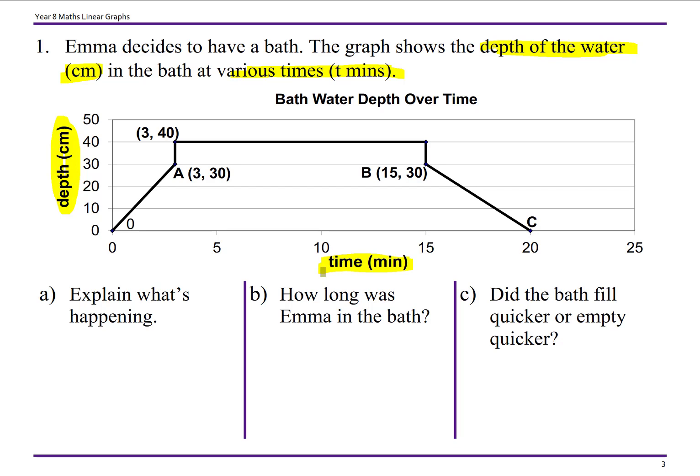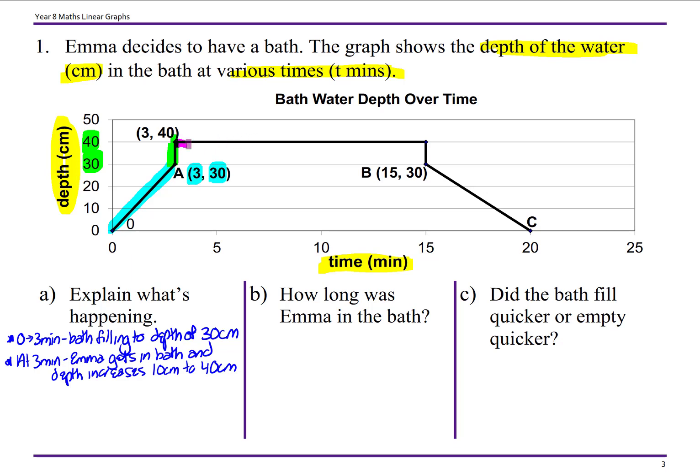So my first question says explain what's happening. So we're going to have to explain what's happening across this whole graph. So let's begin by looking at this first section here. So from time t equals 0 up to 3 minutes, the bath is filling, and it fills to a depth of 30 centimetres. Now at that point in time, the graph goes up, but no time has elapsed, and it goes up from 30 to 40 centimetres, so it goes up 10 centimetres, so that's when Emma's getting in the bath.